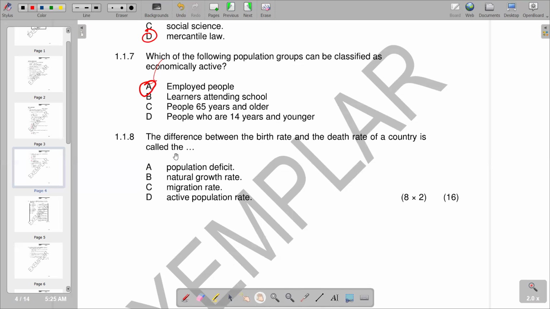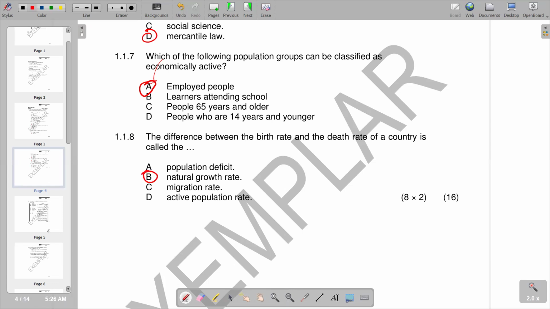Remember, natural growth rate is basically the difference that exists between the birth rate and the death rate of a particular population, usually over a period of time. So we see that B becomes the correct response that we have there.